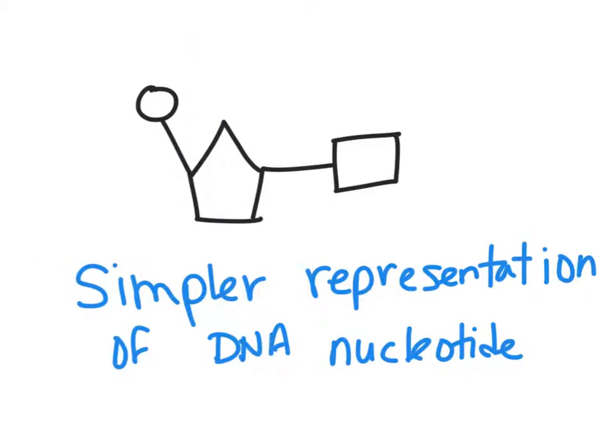For ease, there's a much simpler version of the DNA nucleotide, which is represented by a circle for the phosphate group, a pentagon for the pentose sugar, which I'm coloring in blue here, and either a box or a rectangle that represents the nitrogenous base. This is the basic representation that you would be using in order to draw the DNA molecule.